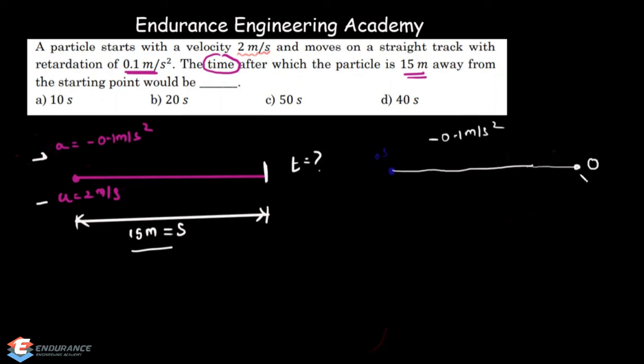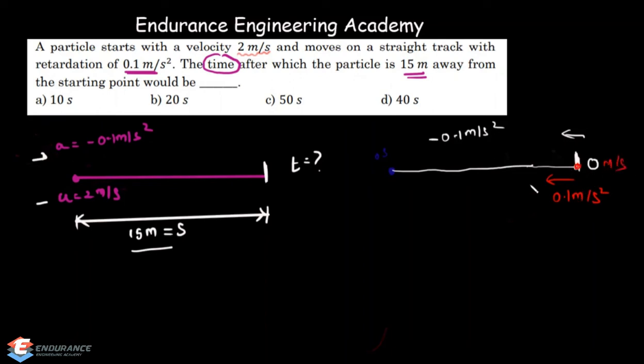And from there, deceleration was minus 0.1, right? Which means once it reaches this point, the particle will start moving backward, with an acceleration of 0.1 meter per second square. Here it has 0 meter per second velocity.